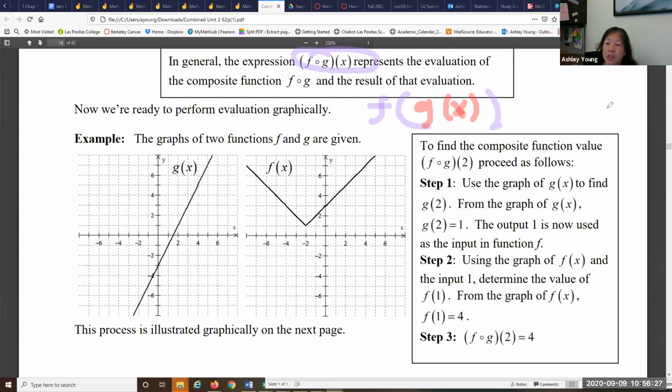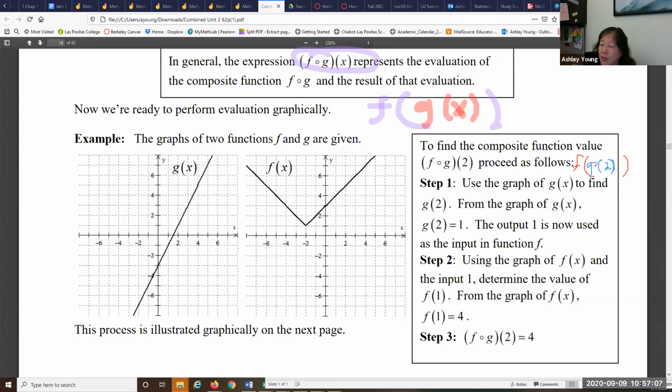Now we're going to look at it graphically. So here we find the composite function value f of g of 2. The very first thing I want you to do is rewrite this as f of g of 2. Okay, good. Now, what do you do first, the f or the g? Do the g. You need to find g of 2.